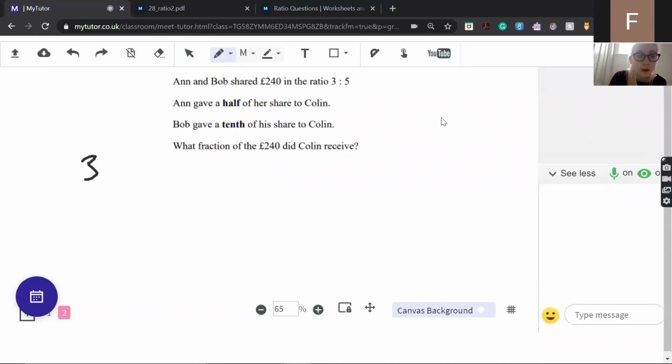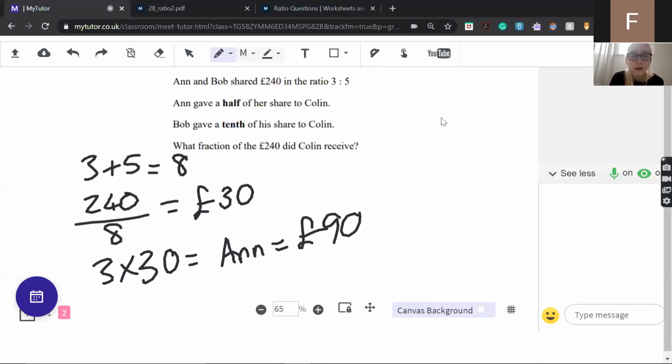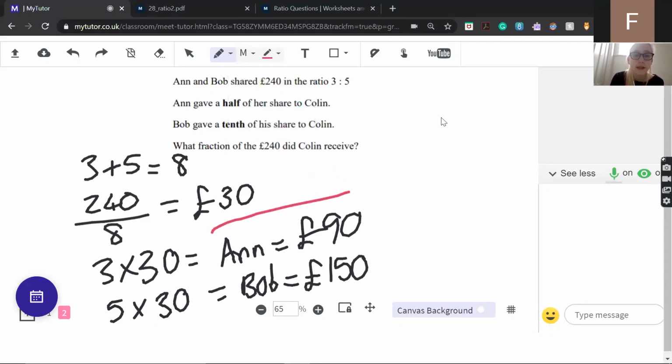So 3 plus 5 is 8. 240 divided by 8 is 30. So each of these chunks is £30. Now Anne gets 3 of those chunks. So Anne gets £90. And Bob gets 5 of those chunks. So Bob gets £150, right? So this is how much money they each get.